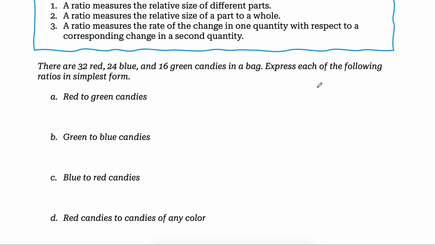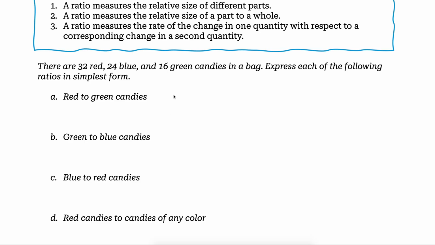For this first example, we are just going to write some ratios. Because we're writing them as fractions, we will be reducing them. I've said this before, whenever you have a fraction, you always want to reduce it if possible. We're told that there are 32 red, 24 blue, and 16 green candies in a bag. We want to write the ratio first of red to green candies.